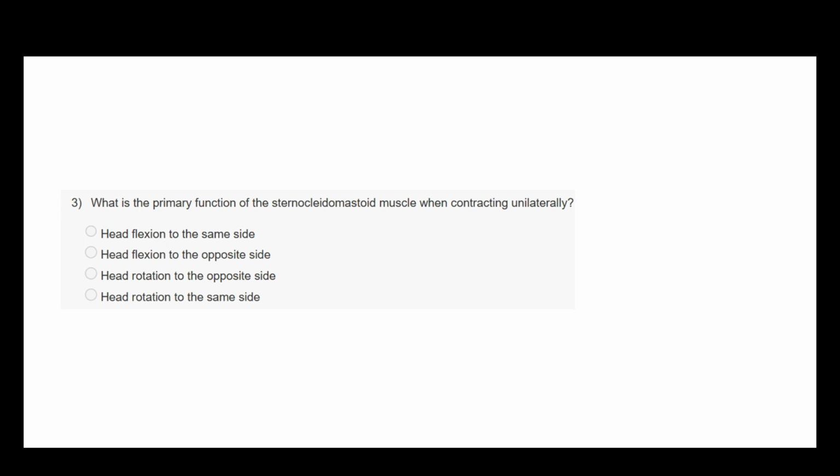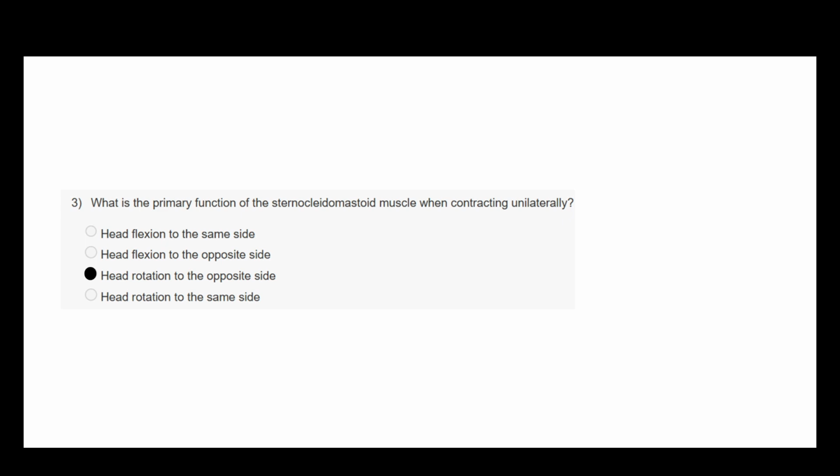What is the primary function of sternocleidomastoid muscle when contracting unilaterally? Head flexion to the same side, head flexion to the opposite side, head rotation to the opposite side, or head rotation to the same side? The answer is head rotation to the opposite side. Unilaterally implies one side. So if it's contracting on the left, it will help in the movement of rotation of the head towards the right side.